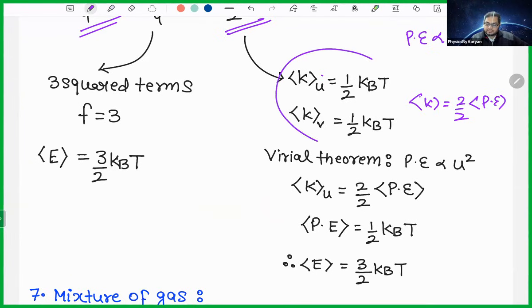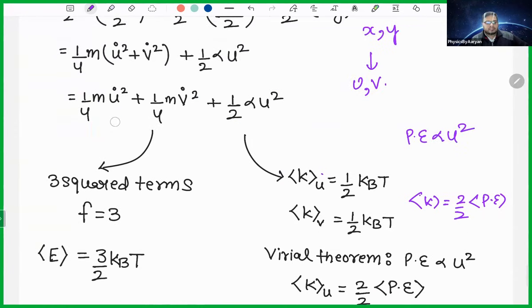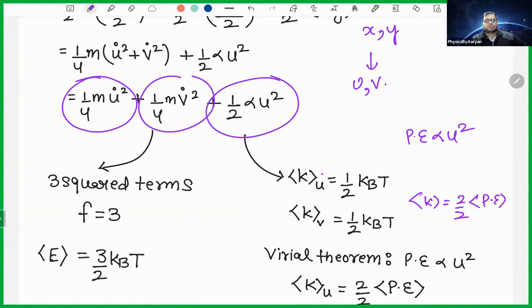Basically, the average kinetic energy because of u is half kBT, the average kinetic energy because of v is half kBT, and the average potential energy is also half kBT. So the total energy is 3 by 2 kBT. This is much easier to see, as there are 3 square terms: 1 by 2 kBT because of each. Two of them are kinetic energies, one of them is potential energy. So the answer to this question is 3 by 2 kBT.